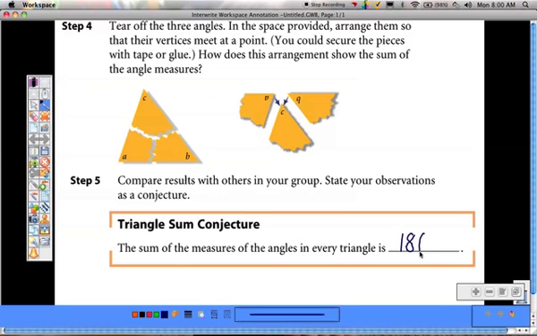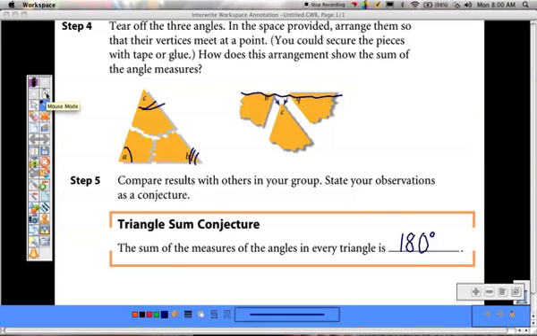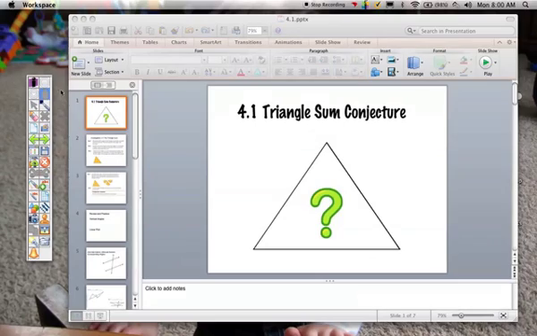180 degrees. And you showed it two different ways. One way is that when you cut out the angles and line them up, they make a straight line. We know that there's 180 degrees in a straight line. And the other is if you measure the angles and add them together, you should have gotten about 180 degrees. So from now on, we need to know that if you add up all the angles in a triangle, it is 180.